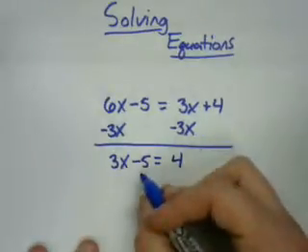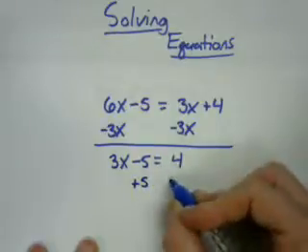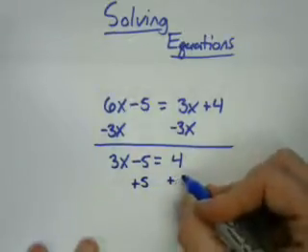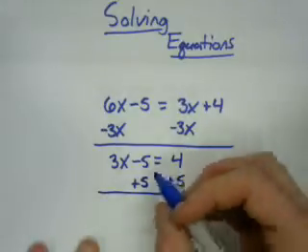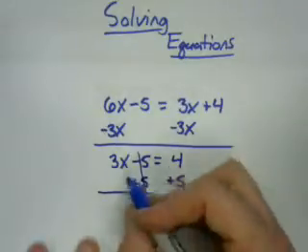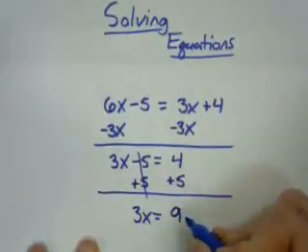So here I'm going to deal with this minus 5. So I'm going to add 5. I'm going to do the opposite. If I add 5 there, I have to add 5 here to the right side of the equation. These cancel out. I get 3x equals 4 plus 5 is 9.